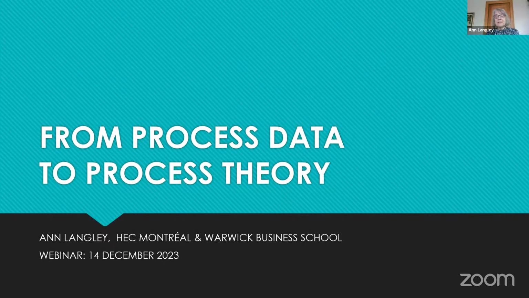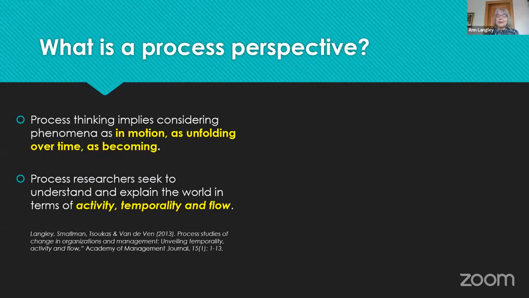So to get us started and to make sure that everyone is reasonably on the same page, what is a process perspective? So here are some definitions that come from an article that I did with Clive Smallman, Harry Tsoukas, and Andy van der Ven in 2013. Process thinking implies considering phenomena as in motion, as unfolding over time, as becoming. And process researchers seek to understand and explain the world in terms of activity, temporality, and flow.